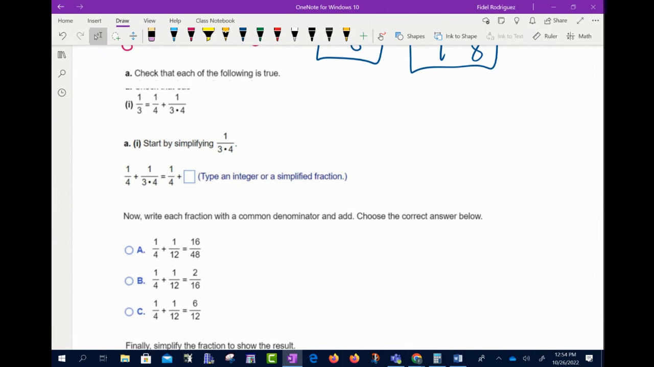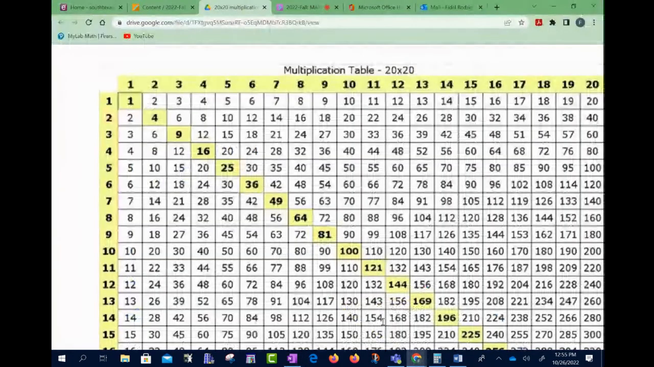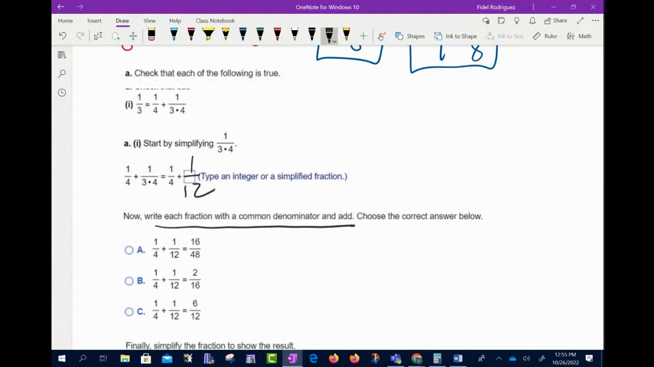And they kind of walk you through the problem here. And it says, look, start by simplifying 1/3 times 4. Okay, well, look, 1/3 times 4 there, y'all, would just give me 1/12, okay? Because 3 times 4 is 12. Now the second part says, write each fraction with a common denominator and add. So y'all, what they're doing here, instead of coming back to the multiplication table and looking at 4 and 12 and finding the first number that they have in common, they're not finding the lowest common denominator, but they are finding a common denominator.